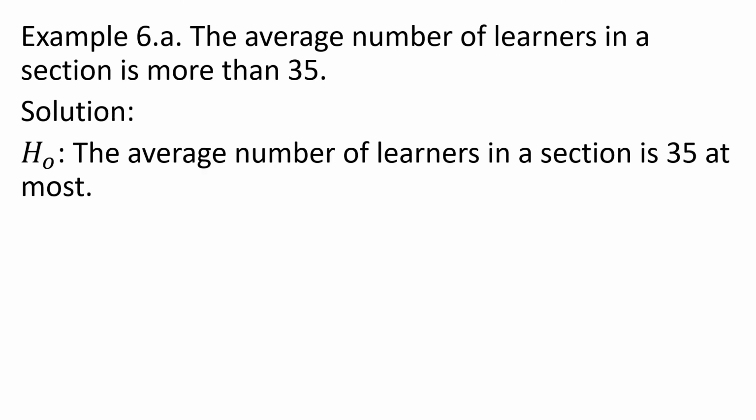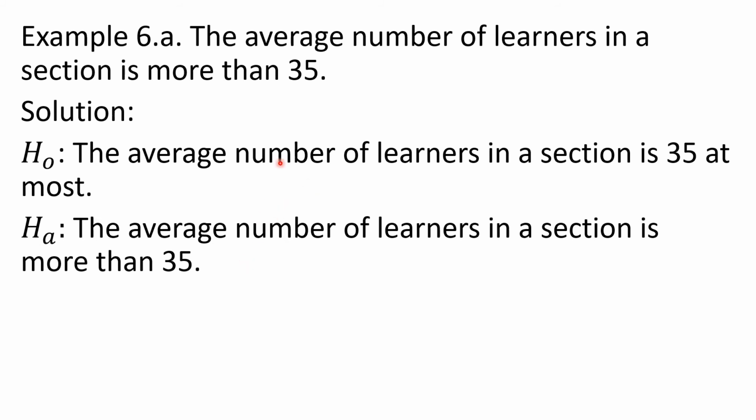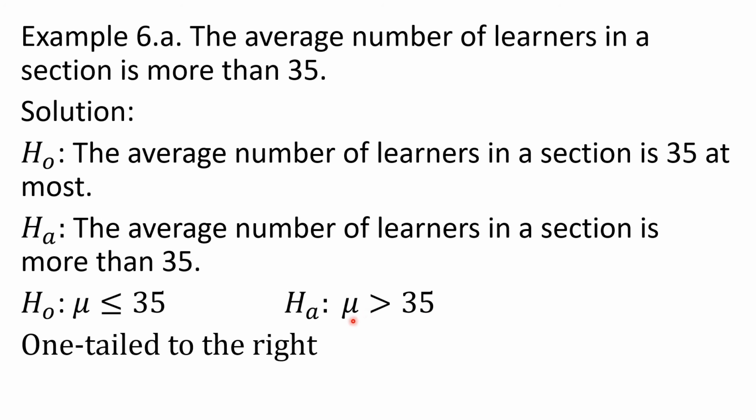Let us begin with the null hypothesis. It can be the average number of learners in a section is 35 at most, meaning that it can be less than or exactly equal to 35. And the alternative hypothesis will be the same as the given: the average number of learners in a section is more than 35. And in symbols, the null hypothesis is the average is less than or equal to 35. That is what is meant by 35 at most. And the alternative hypothesis, the average is greater than 35.